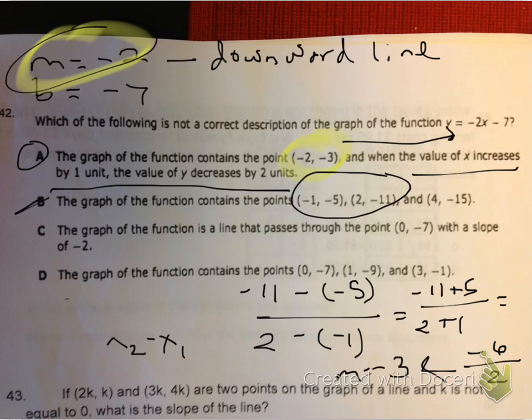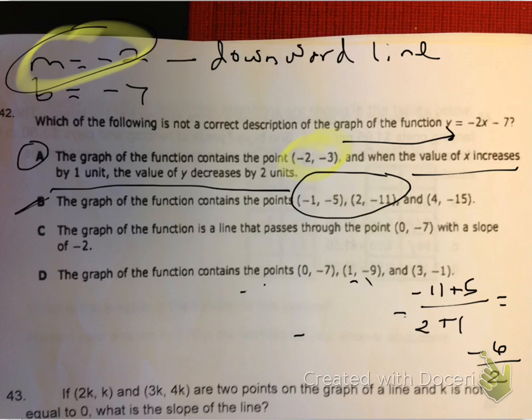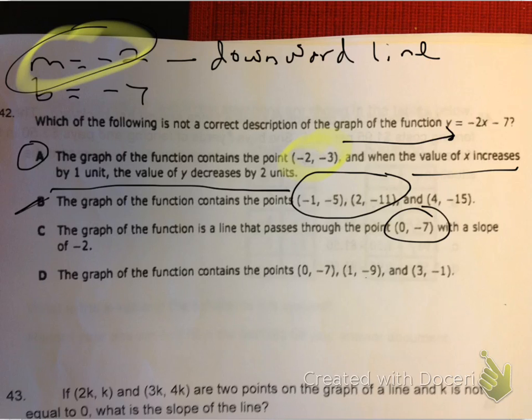Since I proved it wrong, I marked it out. Okay, let's look at the next one. C says the graph of the function is a line that passes through the point (0, -7). Okay, what point is that? What is this point right here? X is 0, y is -7. When x is 0, that's your y-intercept. So that's true, because that's my b, with a slope of -2.